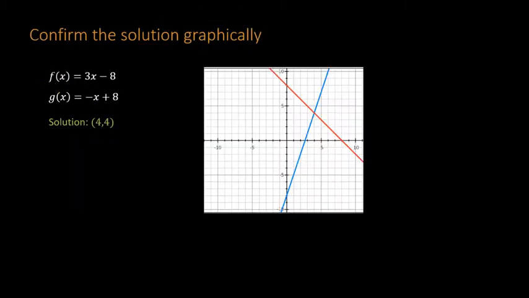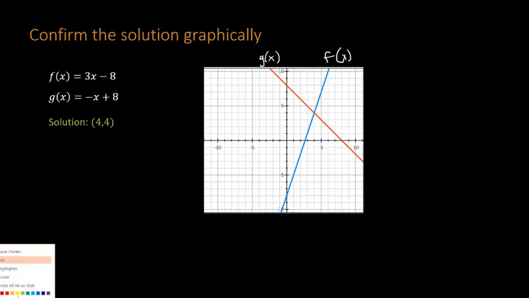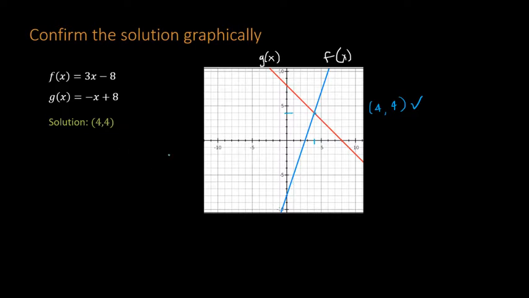In this slide, I have actually graphed both functions. This red line is g of x equals negative x plus 8. This blue one is f of x, 3x minus 8. And you can see that they overlap. Their intersection is right here. And if I look at this ordered pair, it's at x equals 4, y equals 4. So it's indeed at 4, 4. So I've just confirmed that the solution to this system of equations is 4, 4.